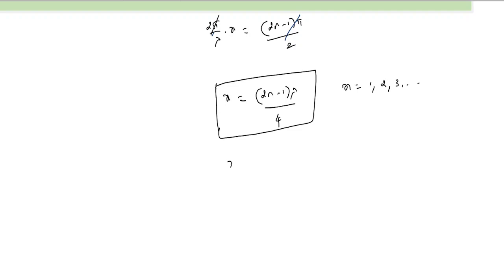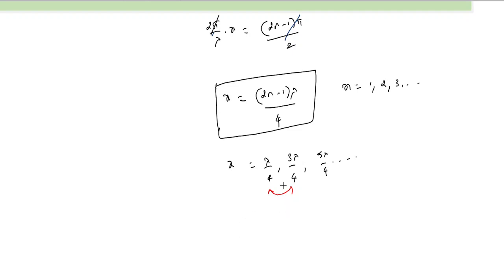Suppose we put n as 1, let us call that x1. So it becomes 2 into 1 is 2, minus 1 is 1, so lambda by 4. The next distance, putting n as 2, becomes 3 lambda by 4. Again, putting n as 3 becomes 5 lambda by 4. It goes like this. Again here, if we look at the difference between any two points where the amplitude is maximum, they are called antinodes.